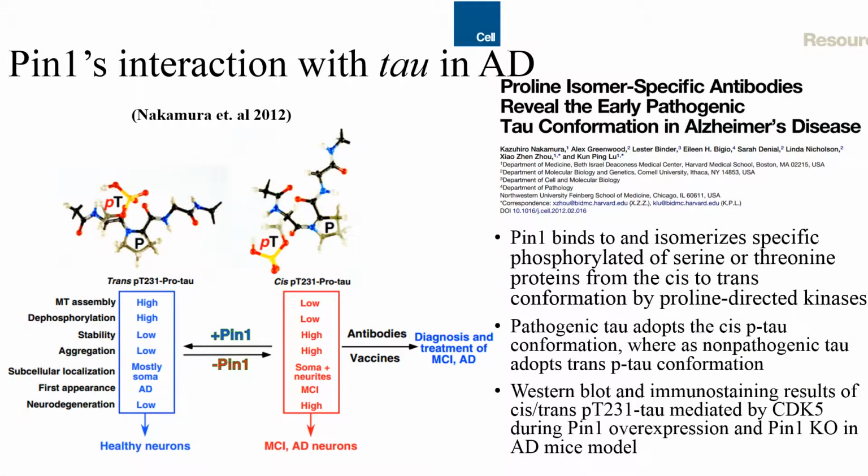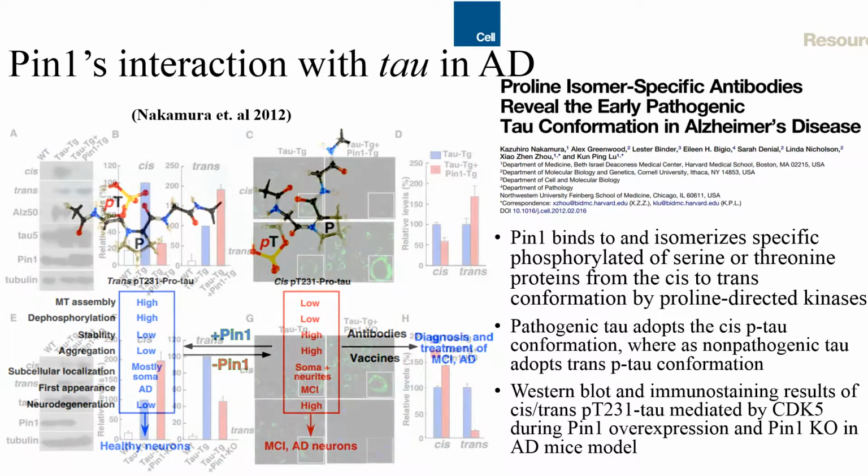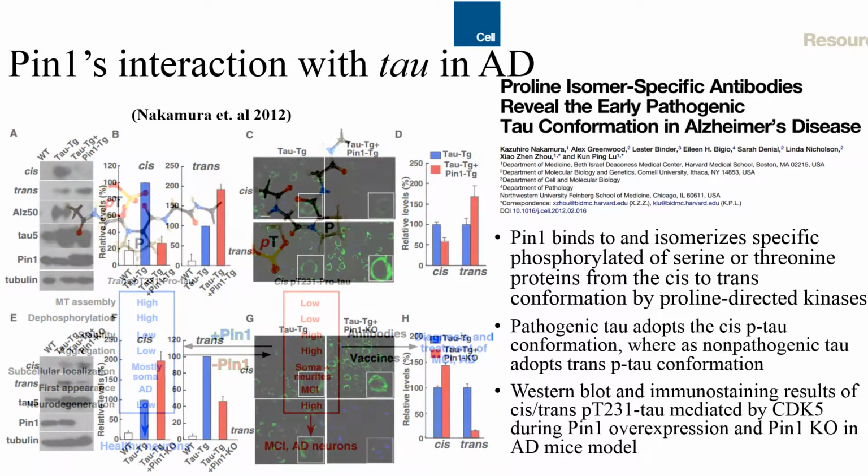In the following research article, Nakamura et al. revealed that PIN1, a unique peptidyl-prolyl isomerase that isomerizes specific phosphorylated serine or threonine-proline motifs from the cis-to-trans conformation phosphorylated by proline-directed kinases, could be used to reversibly promote the isomerization of pathogenic cis-p-tau phosphorylated by CDK5 at threonine 231 to the physiological trans-p-tau, to protect against tau pathology associated with AD.